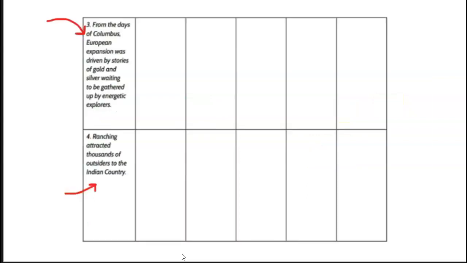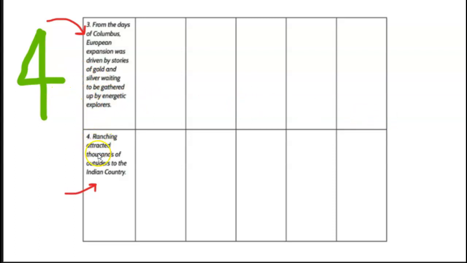So you're going to head on over to your Schoology assignment for this one. You are absolutely free to work in your workbook for this one and then copy your answers down, but there are a couple extra questions that might help you along the way. From the days of Columbus, European expansion was driven by stories of gold and silver waiting to be gathered up by energetic explorers. There are 4 prepositional phrases in this one. That's your hint. The question on Schoology will ask which of those phrases are prepositional phrases, and you have to pick all 4. And then you're going to be asked to sort them into each column.